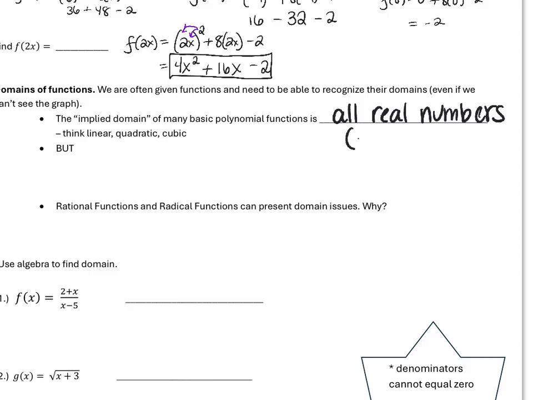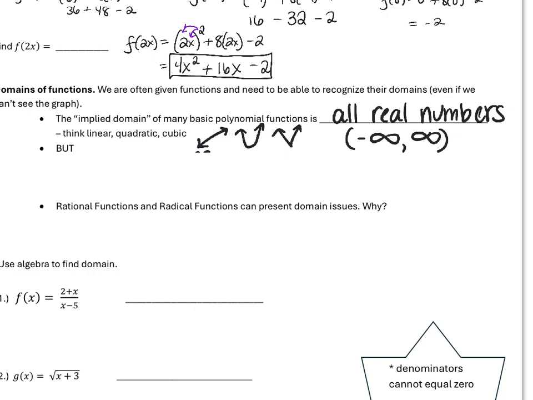So all real numbers, which we usually say as negative infinity to positive infinity. That's how we notate all real numbers in interval notation. So like linear, these go from negative infinity to infinity. Quadratic, these go from negative infinity to infinity. Absolute value, so left to right, these are all going from negative infinity to infinity. So they have all real numbers for their domain.